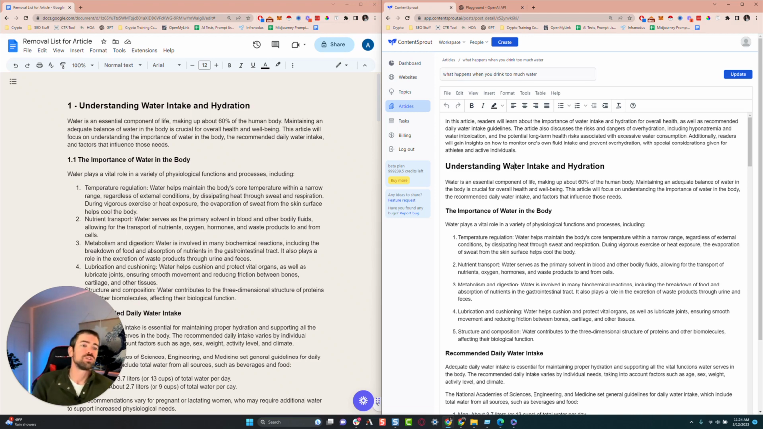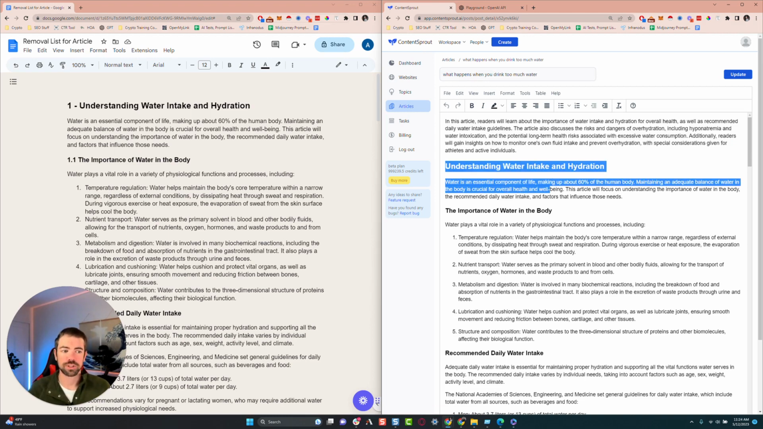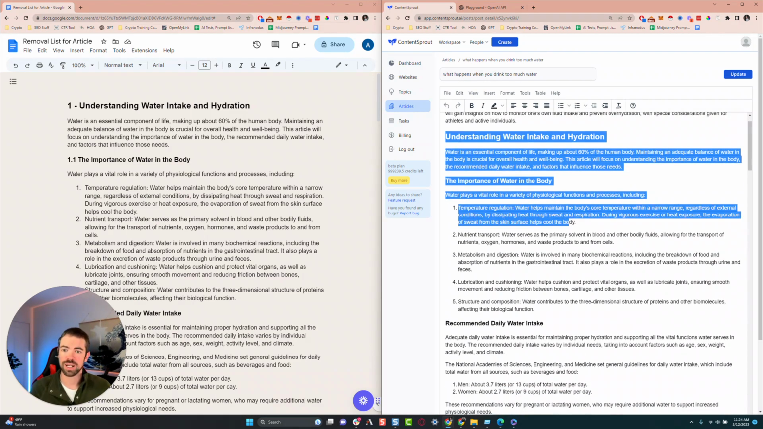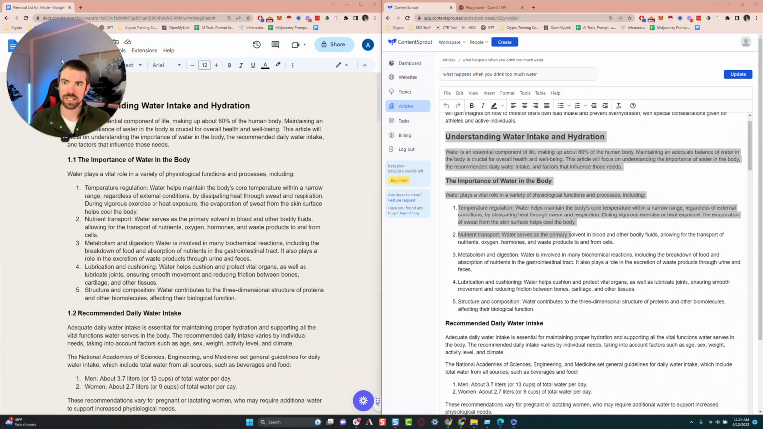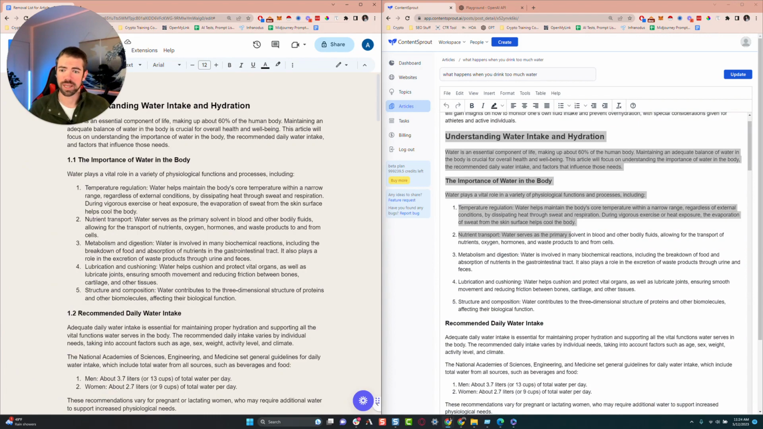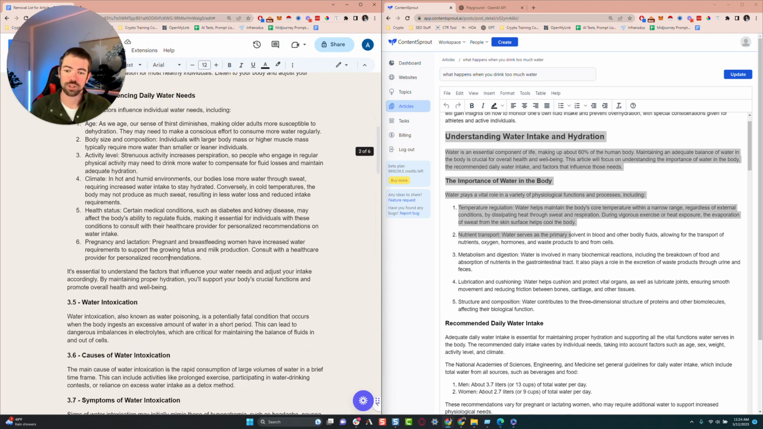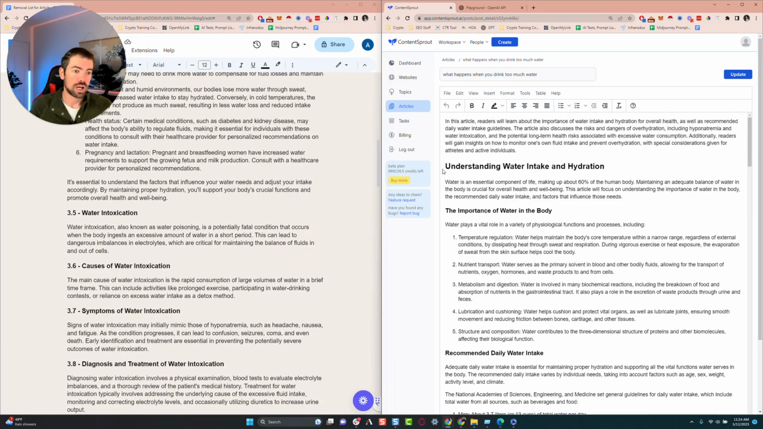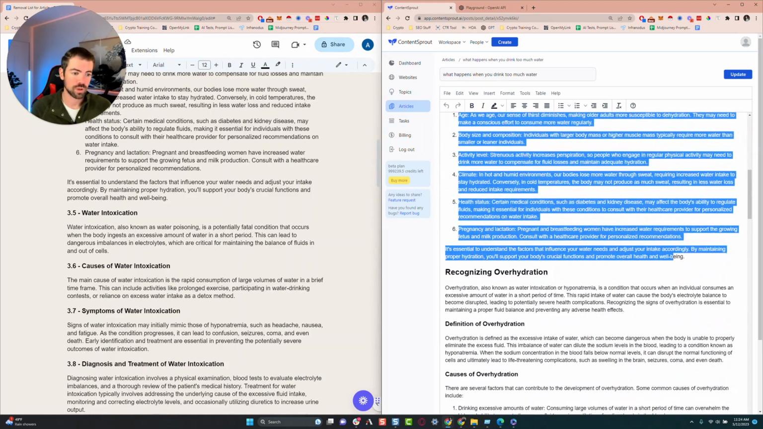So let's see. So in here, my introduction I will keep. But understanding the importance of water in the body, and then recommended daily water intake, I don't need that. I don't need factors influencing daily water needs. This is all about what happens when you drink too much. This is a little bit off, right? It's tangential. So I'm going to delete it. Boom, boom, boom.